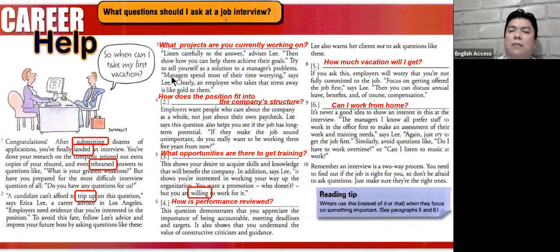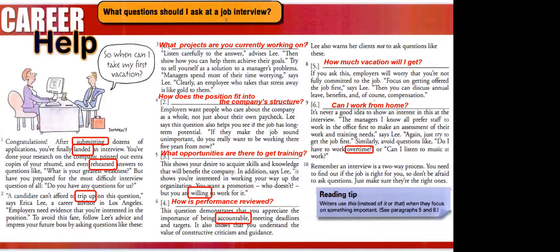willing, accountable, and overtime. So look at these words right there. Please highlight them in your book. Mark them, circle them, underline them, whatever you want to do, go ahead and mark them in your book, please.